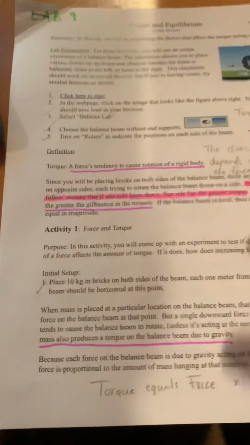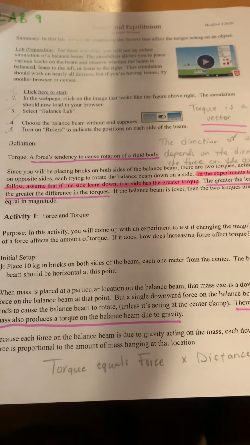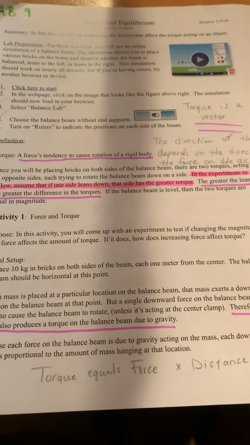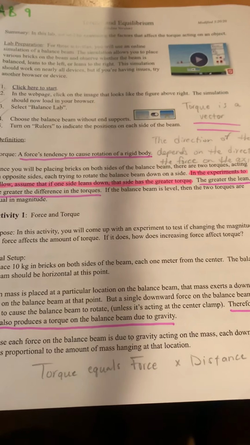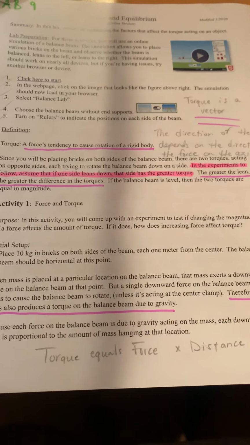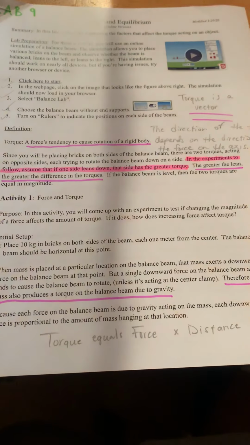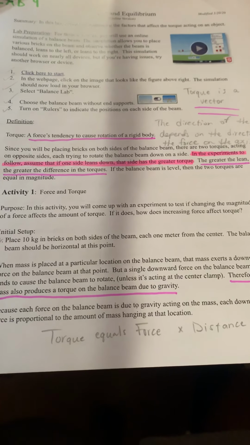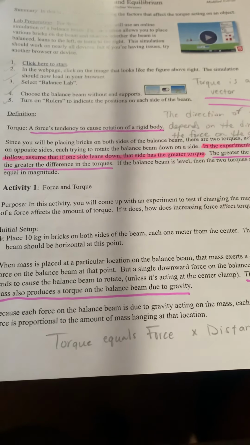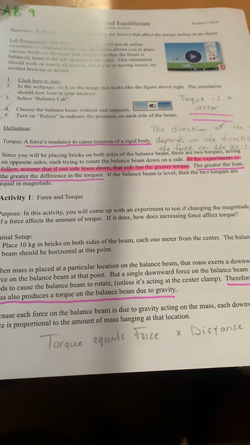This week's Lab 9 talks about torque and equilibrium. Torque is a force's tendency to cause rotation of a rigid body. Torque is a vector, and the direction of torque depends on the direction of the force on the axis. In these experiments, we will see which side has greater torque or whether they are equal. The greater the lean of the balance beam, the greater the difference in torques.